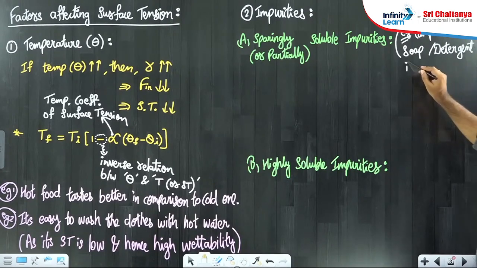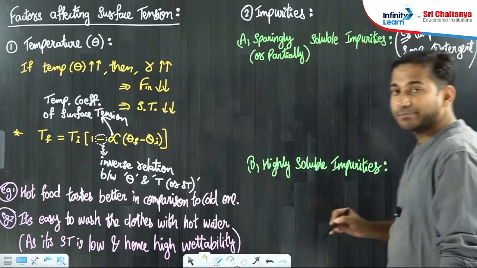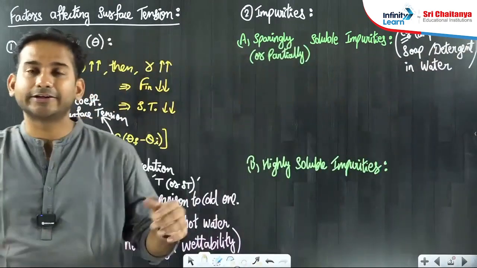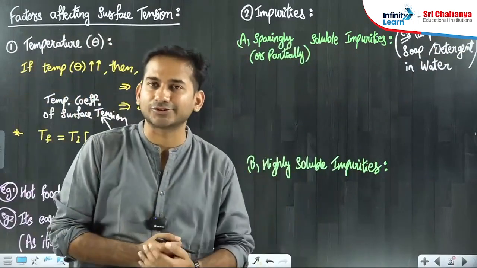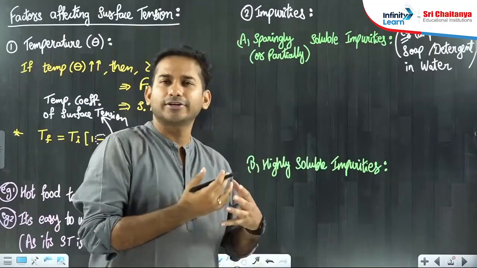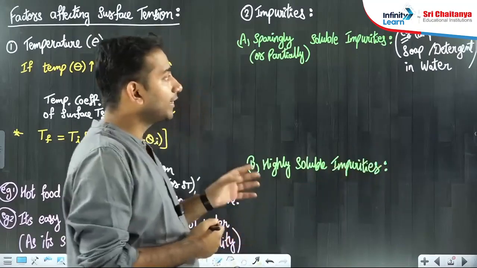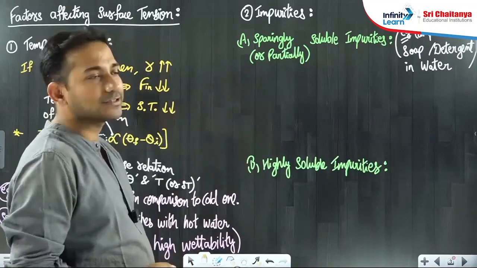Let's talk a bit of chemistry. Water is a polar protic solvent here. Water is a polar protic solvent, and soap and detergent are long chain fatty acids. So they are non-polar majorly. There is not a huge polarity. Long chain fatty acids. So they are not highly soluble in water. Okay. So they are considered as sparingly soluble impurities.